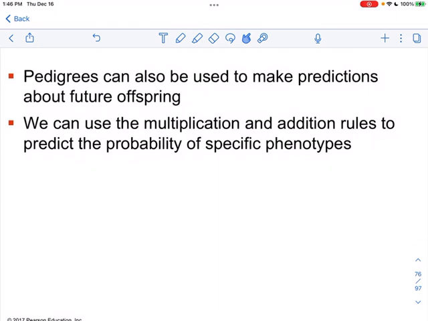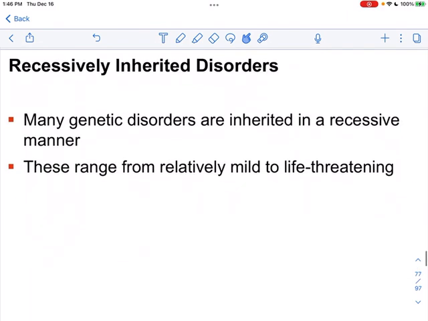So pedigrees can also be used to make some predictions about future offspring. We can use the multiplication and addition rules to predict probability of specific phenotypes, and we can give individuals some information about the likelihood that they may pass on genetic disorders. Right? Most of our genetic disorders are inherited in a recessive manner, which means that two recessive alleles must be inherited together in order to produce the disorder. These genetic disorders range from relatively mild or innocuous altogether to incredibly life-threatening.